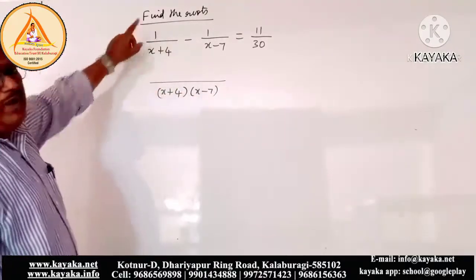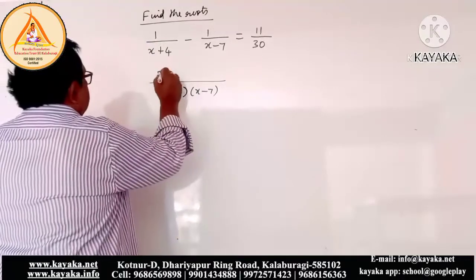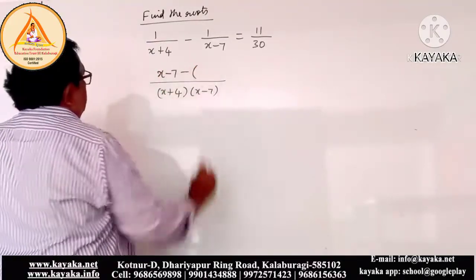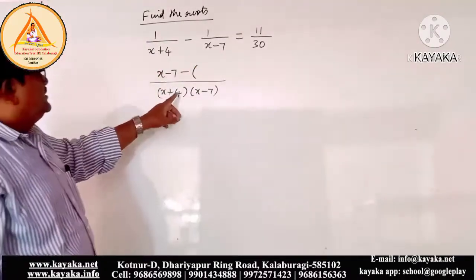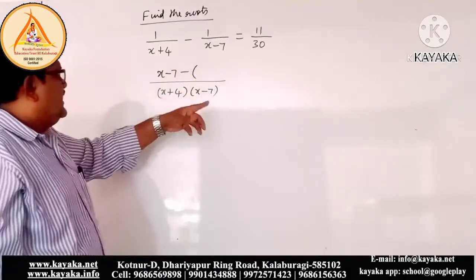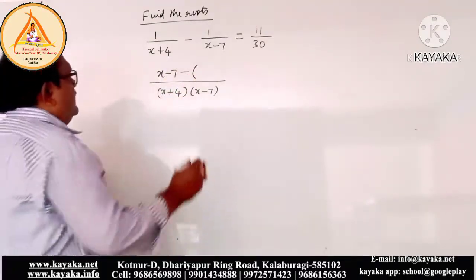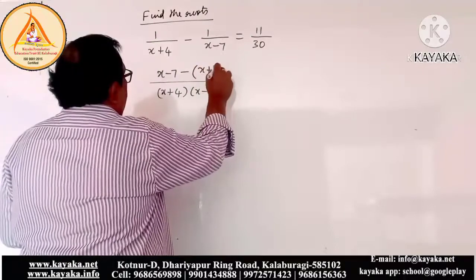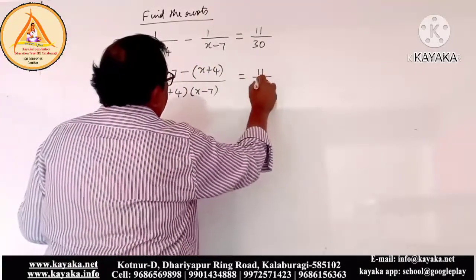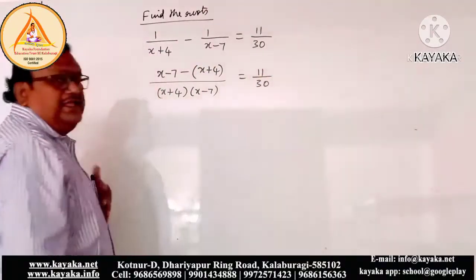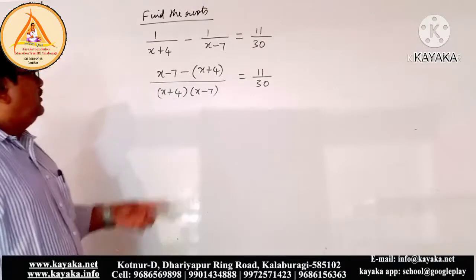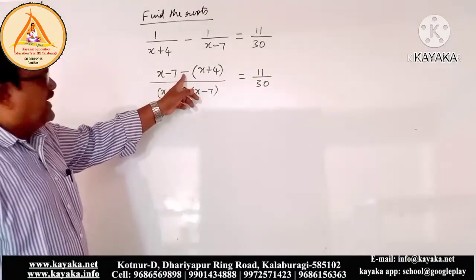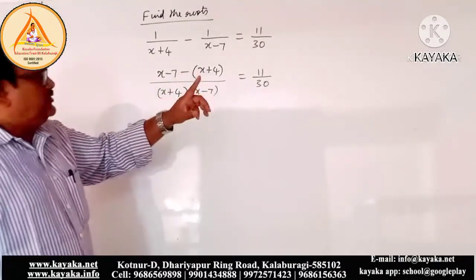This x minus 7 into 1, you will get x minus 7 minus, okay. Again, this denominator by this denominator, it will get cancelled, you will get x plus 4. X plus 4 will be equal to 11 by 30 you will get. Now, you have to open this bracket. Minus sign is common to both the numbers.